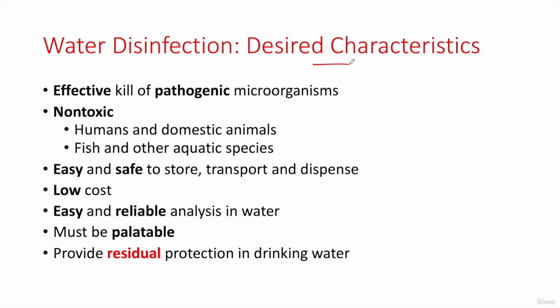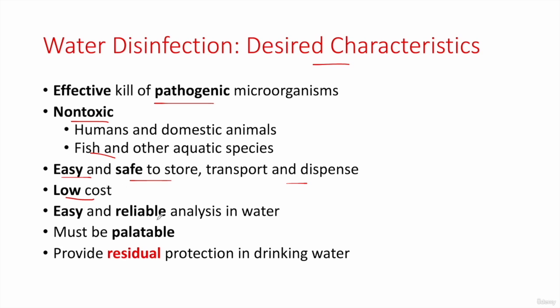First of all, my disinfectant must be effective to kill the pathogenic microorganisms. So obviously, it has to kill these remaining pathogens. It has also to be non-toxic to humans and domestic animals, so it has to be safe for consumption. Also, it has to be safe for fish and other aquatic species. It has to be also easy and safe to store, transport, and dispense, obviously. It has to be low cost, and this is mainly the case of the chlorination.